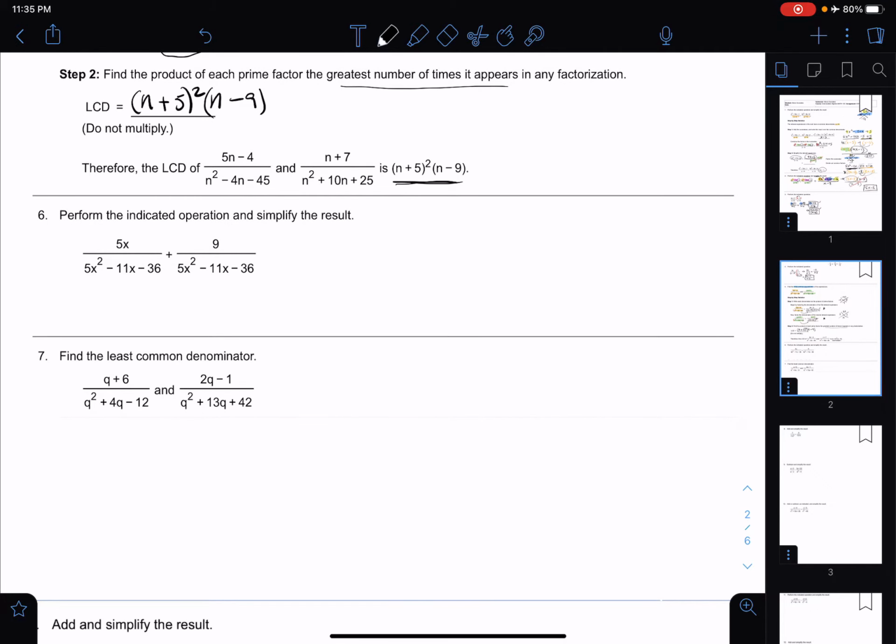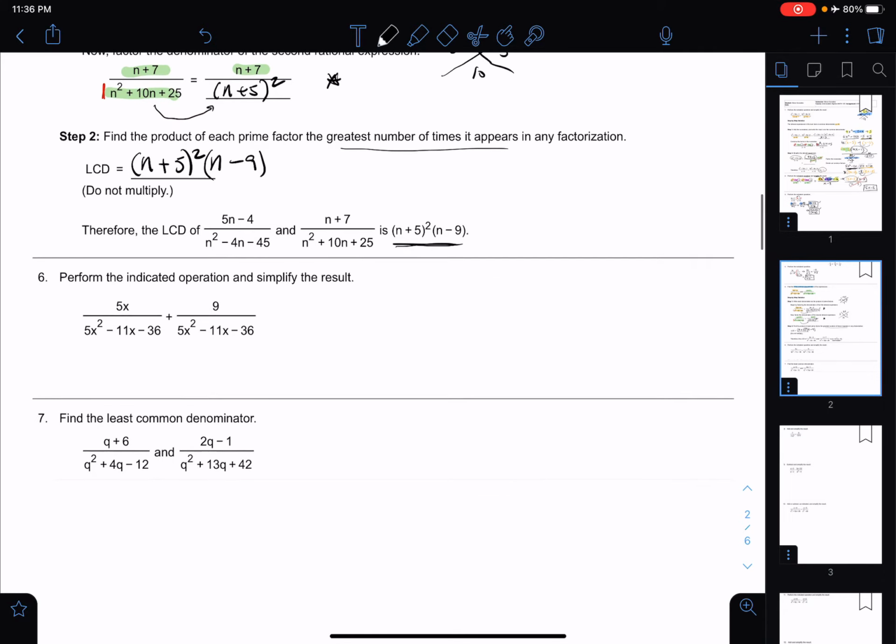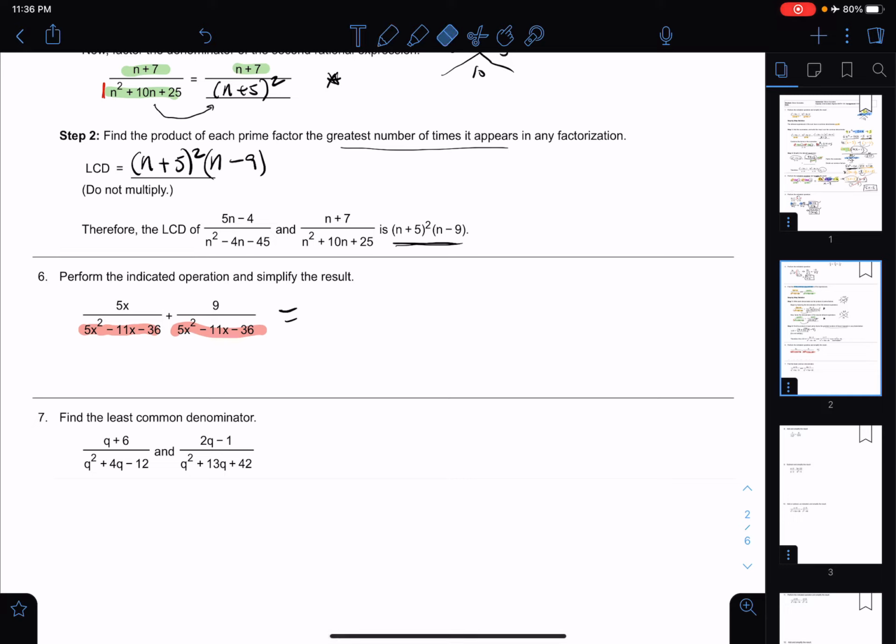Okay, so perform the indicated operation and simplify the results. All right. The good thing here is we're back to something somewhat easy, because look, the denominators are the same, 5x squared minus 11x minus 36, and so is this one. So that means we already have a common denominator. We don't need to find that LCD like we did on the last problem, because it already is a common denominator, 5x squared minus 11x minus 36, and then we just add the numerators, which is 5x plus 9.